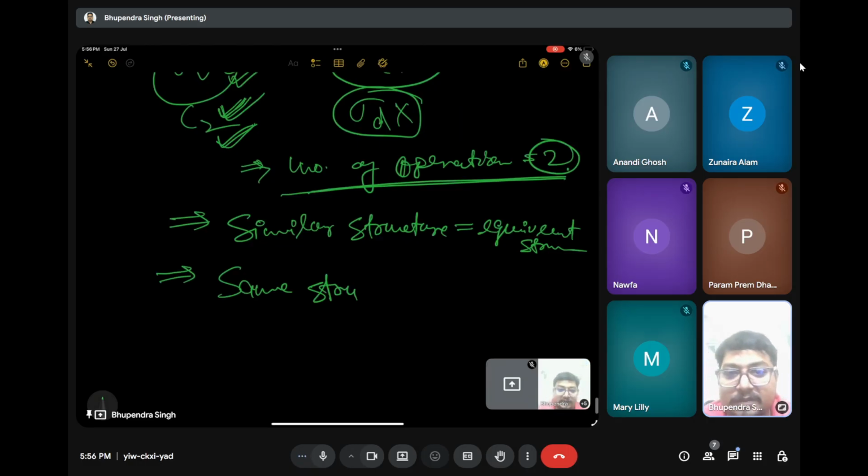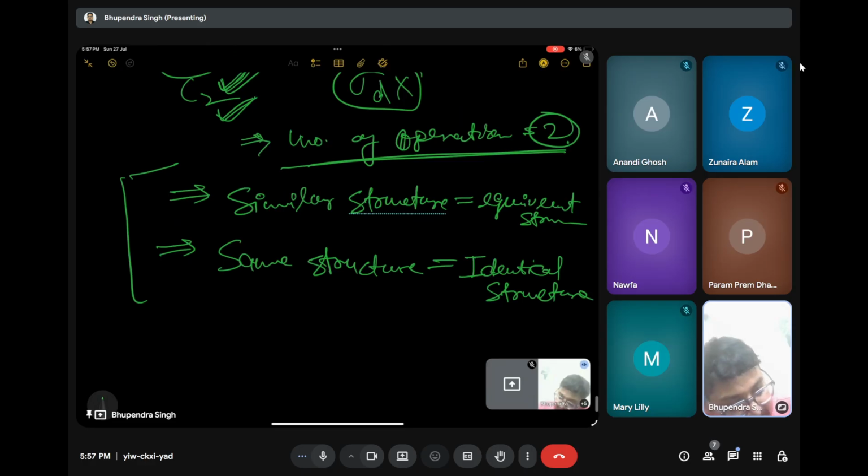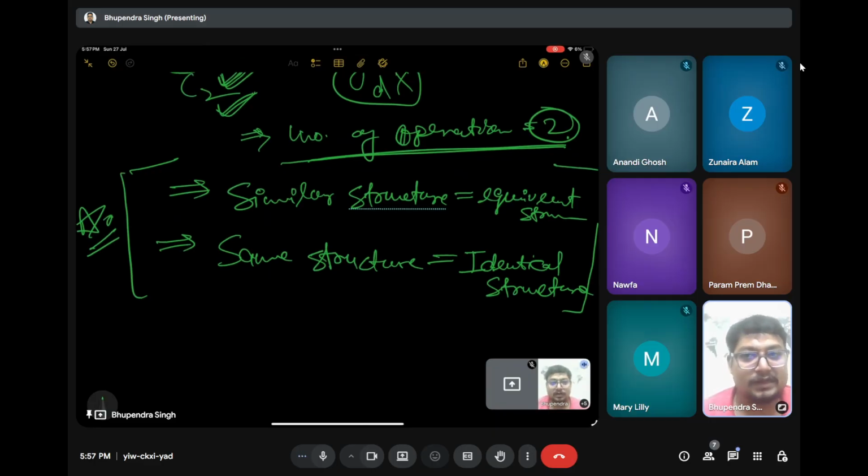There is a very minute difference, but this difference is huge in terms of symmetry and group theory. The same structure means identical structure. This thing you keep in your head every time you are dealing with symmetry and group theory. You have to remember this.